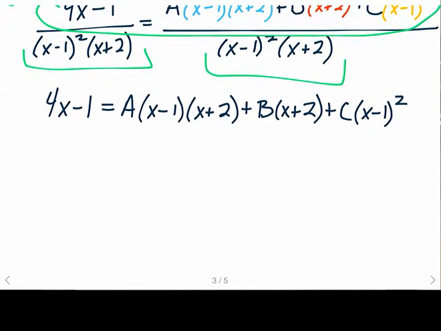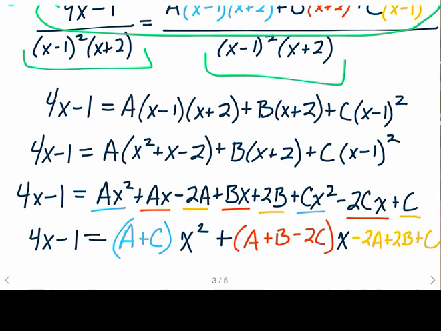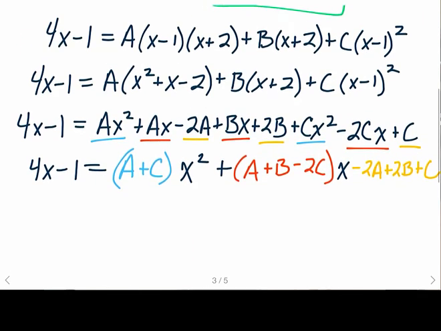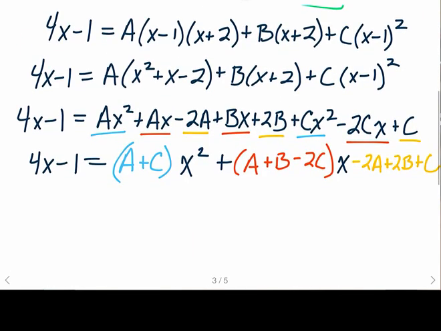Now what I'd like for you to do is rewrite this equation, but go ahead and multiply the right-hand side and put like with like on the right-hand side. So pause the video and do that. So after doing that, we have the equation 4x minus 1 is equal to (a plus c) times x squared plus (a plus b minus 2c) times x minus (2a plus 2b plus c).